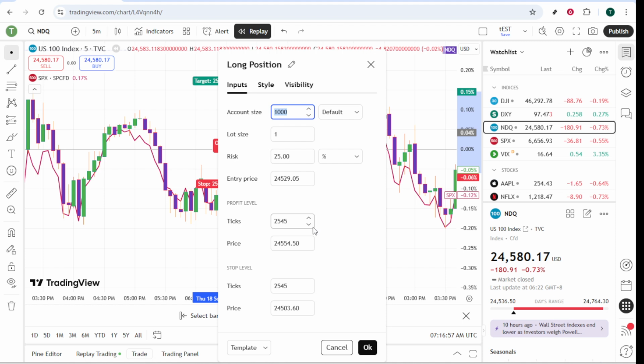Once you have all this information entered into the calculator, it will automatically calculate and provide you with the number of units you need for the trade. This is a crucial step as it translates your risk preferences into actionable numbers.